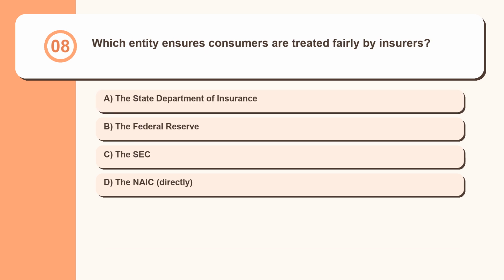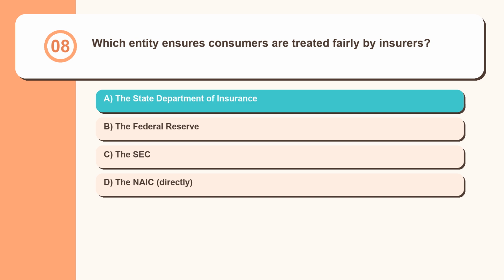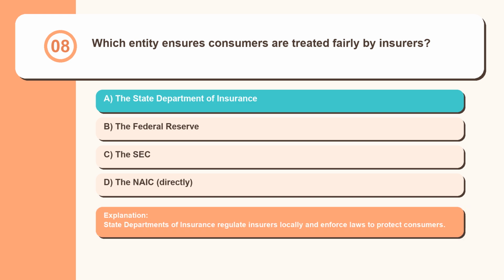Question 8. Which entity ensures consumers are treated fairly by insurers? The State Department of Insurance, the Federal Reserve, the SEC, the NAIC, directly. State departments of insurance regulate insurers locally and enforce laws to protect consumers.